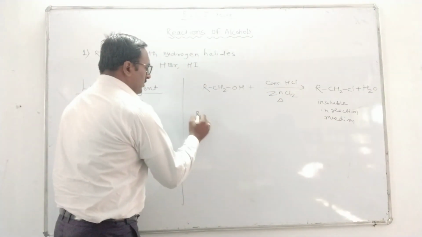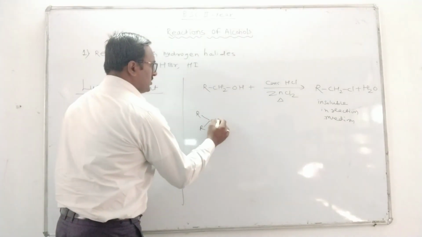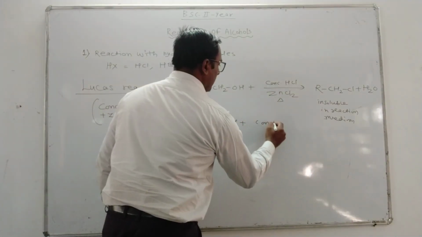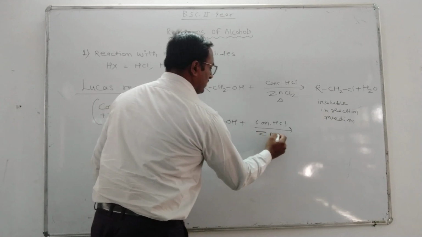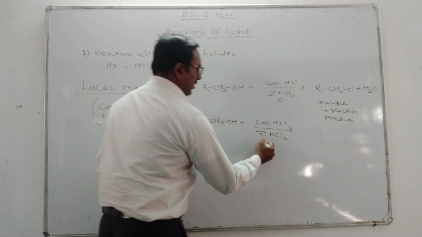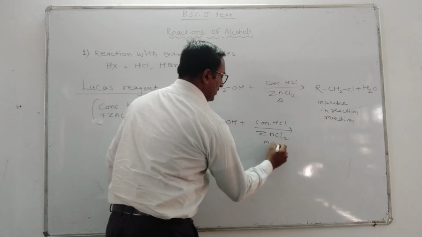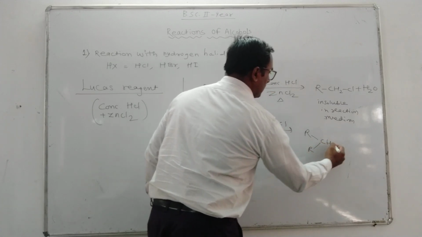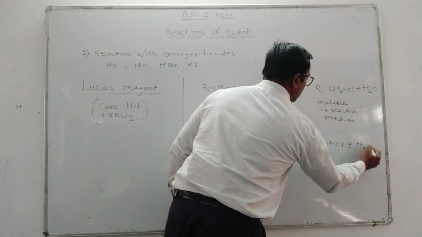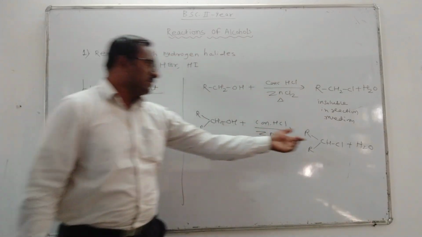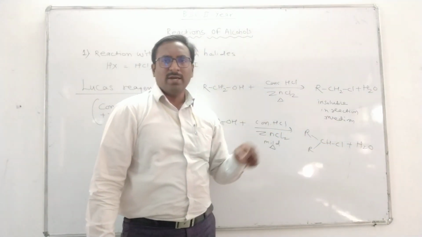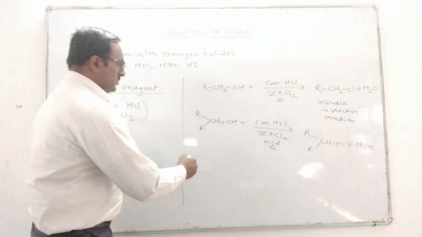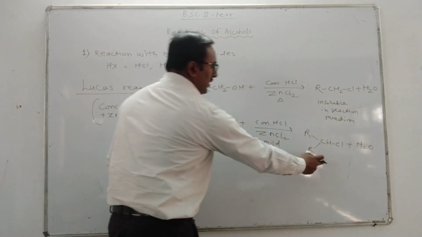Then secondary alcohol, R2CHOH, plus concentrated HCl and ZnCl2 on room temperature or mild heating gives R2CHCl plus H2O. The water molecule is removed by this ZnCl2. Anhydrous ZnCl2 acts as a dehydrating agent, and we are isolating our product. So secondary alcohol gives secondary alkyl halide.